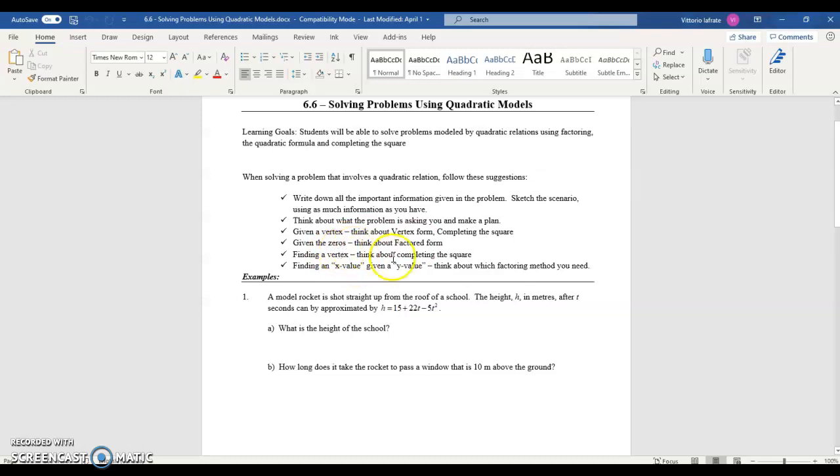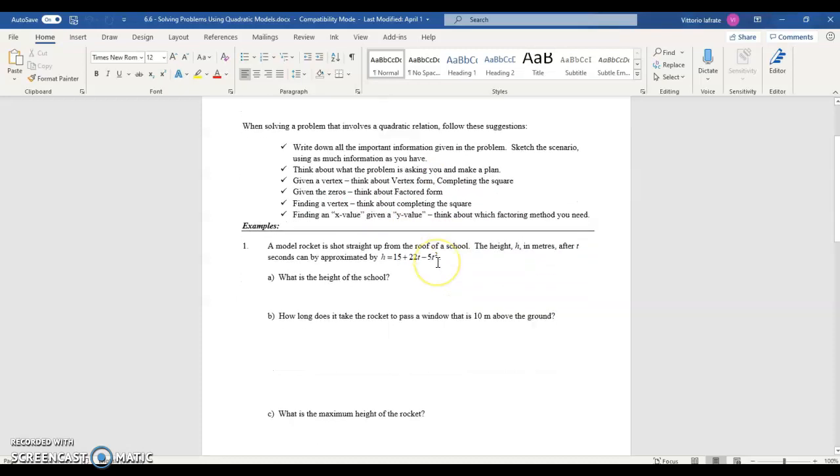If you need to find a vertex, you might want to complete the square. If you need to find an x value or a y value, you might think about maybe factoring, or even using the quadratic formula if you want to solve for x. So those are all different techniques that we can employ throughout, and you want to make sure that you practice that as you do these problems.